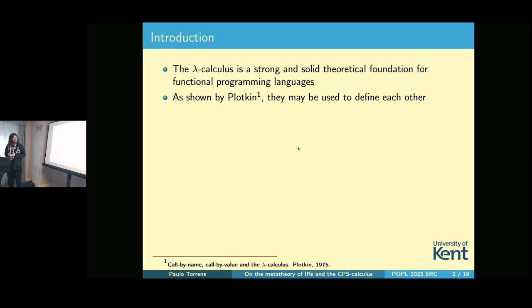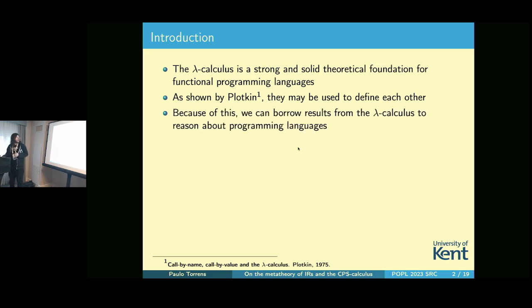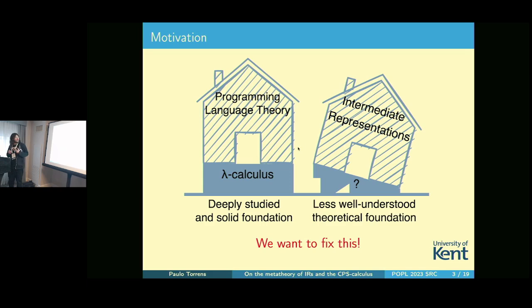On the other hand, the equational theory of the lambda calculus is sound with regard to the observational equality of the programming language. So one has a deep relation to the other. Because of this, we can always use results established for the lambda calculus for reasoning about actual programming languages. So we have this strong foundation for programming languages.